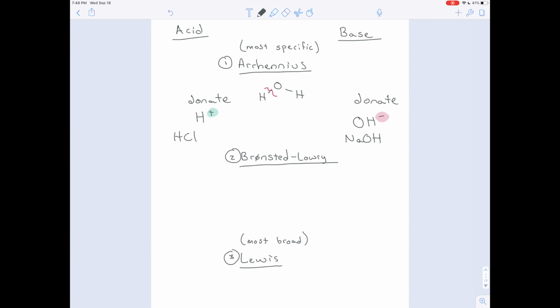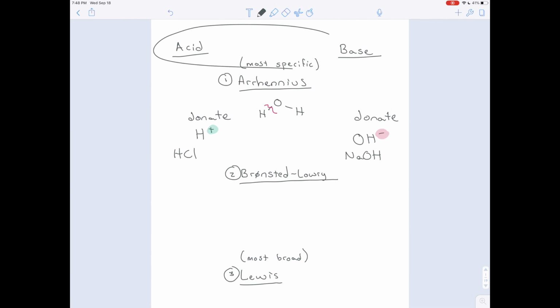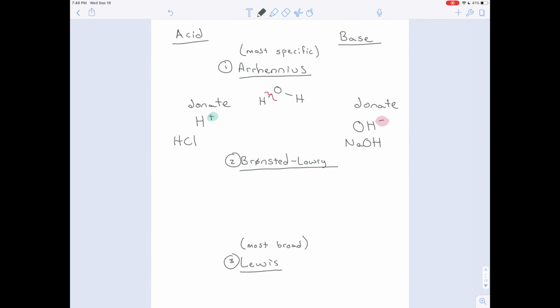So as time went by, people found other molecules besides these making things behave in a similar way as you would expect for acids and bases. So around 30, 40 years later, two scientists about at the same time came up with another definition, a broader definition, so going from most specific to most broad. And this one, instead of donating specific molecules, they said, okay, an acid will be anything that donates a proton, and a base will be anything that accepts a proton.